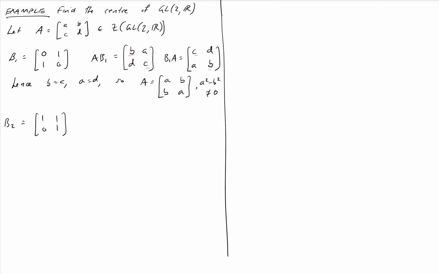Again, I know the identity is not going to help me, but maybe this matrix will be useful. So A, B2 is equal to, again, you can check my calculation. I'm using my updated version of A, since I've already figured out some things about it. So A times B2 is just going to be the matrix A plus B, B, A plus B, and similarly, B2A is going to be A plus B, A plus B, B, and A.